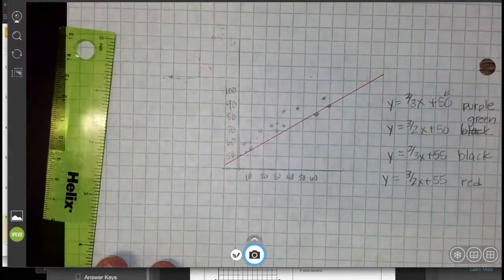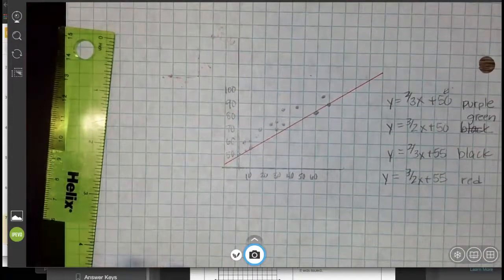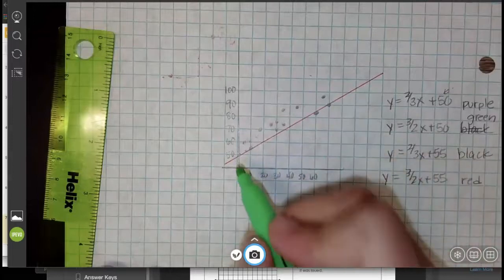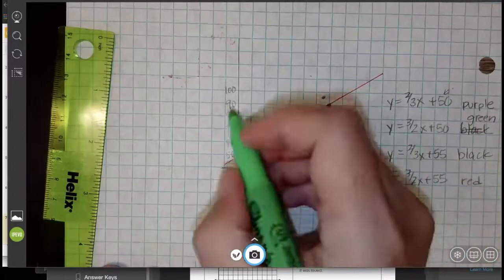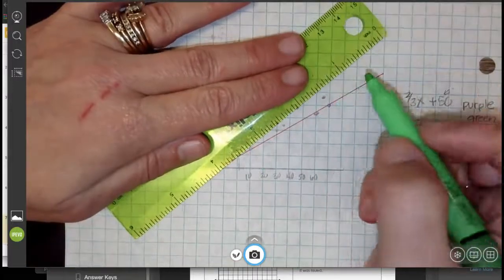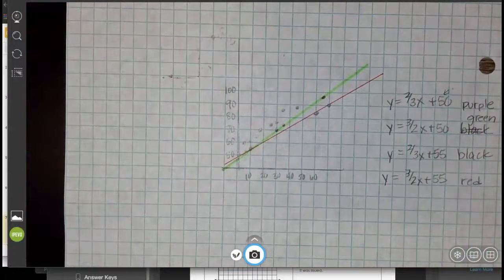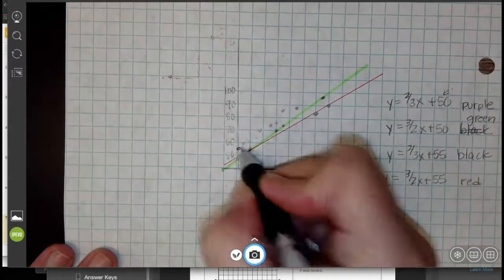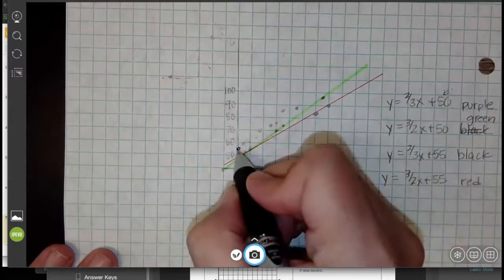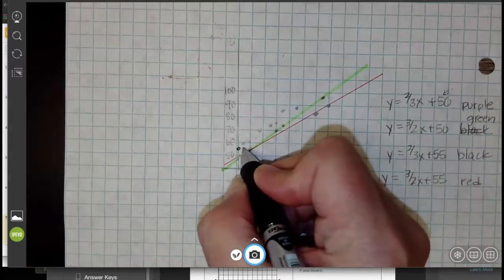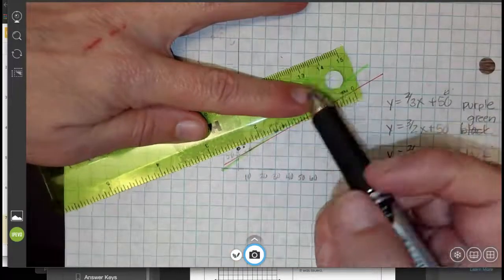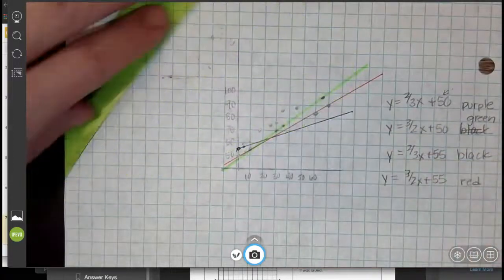Now if I were going to do, I don't have a green in here. So then for my next line, which is green, I'm still going to start at the same place, but it tells me I'm going to go up 3 units and over 2. So that line is going to look a little bit steeper. So it's going to look more like that. And then my next line, I'm going to start at 55, so it's going to start right here. I'm going to go up again, up 2 and over 3. So really shallow pitch. So that's what that line looks like.